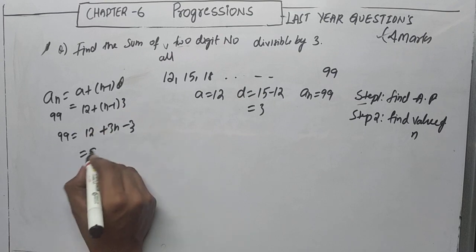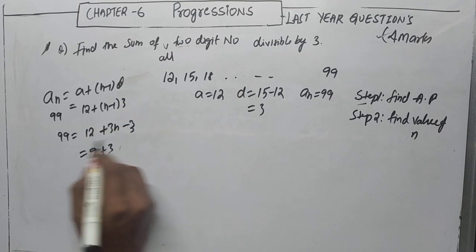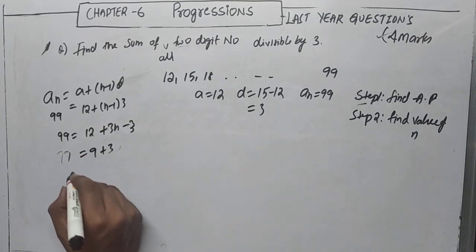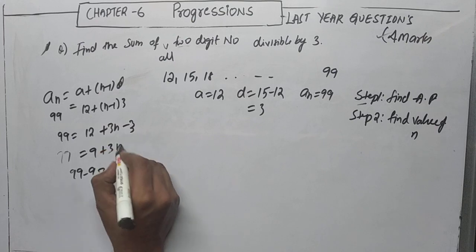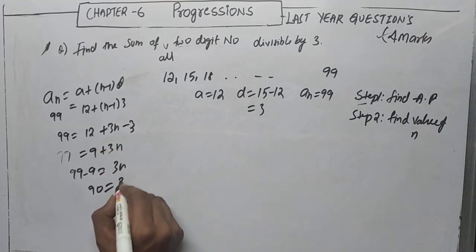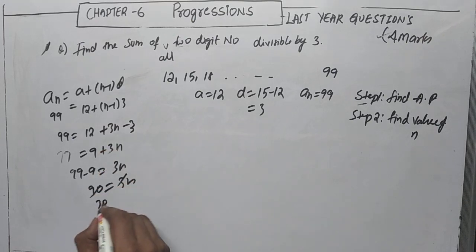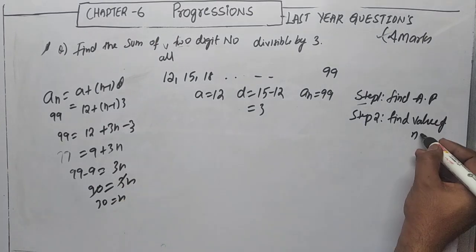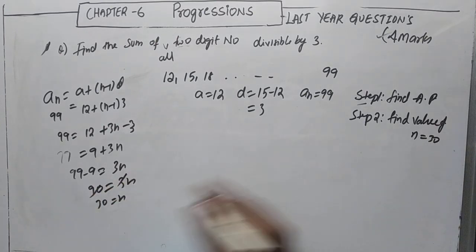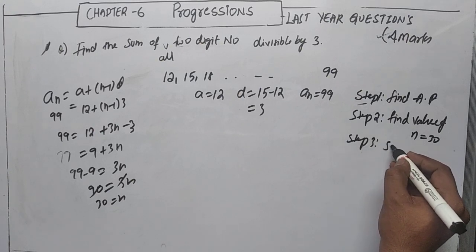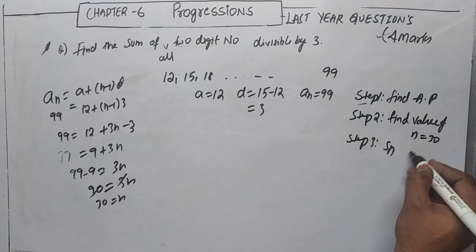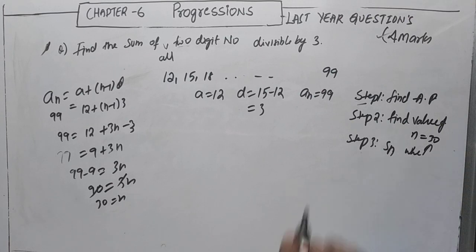12 minus 3 is 9, so 99 minus 9 is equal to 3n. So we get 90 is equal to 3n. So the n value we got is 30. After finding the n value, you have to find the sum, so you have to find the value of Sn, where the n value is 30.